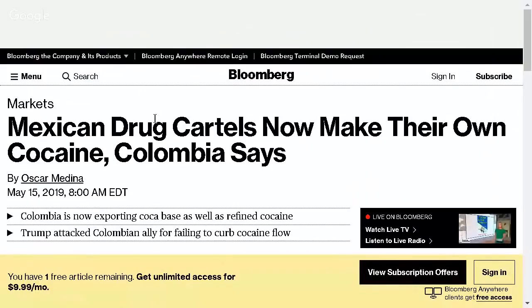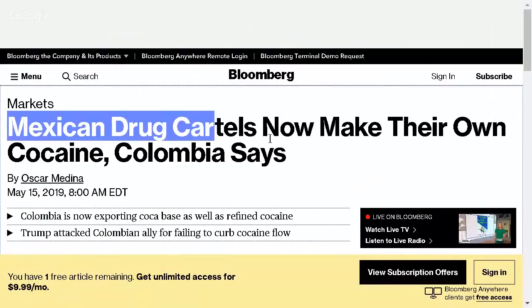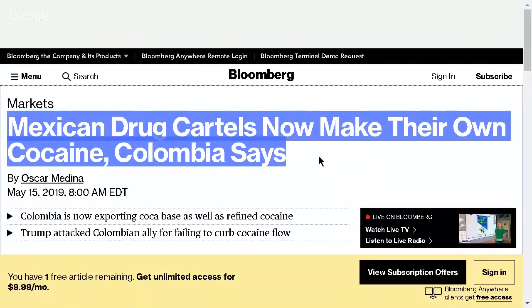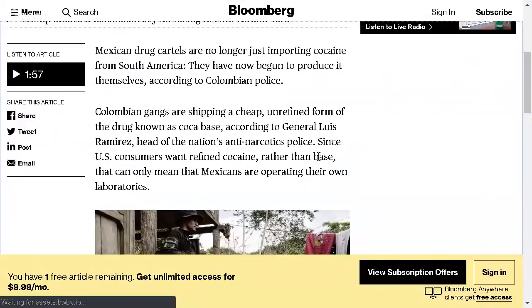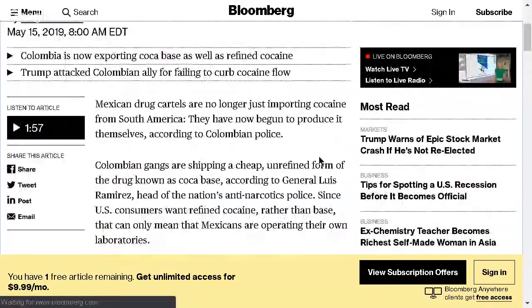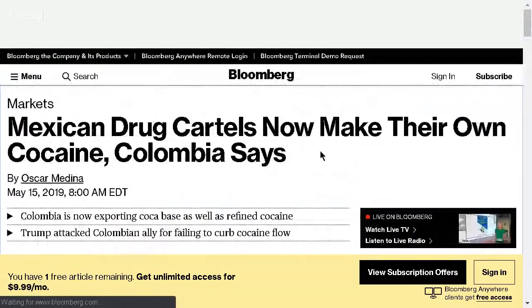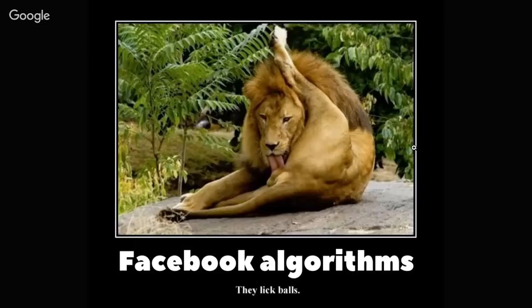Here's an article from leftist rag Bloomberg. Mexican drug cartels now make their own cocaine. That's right. Instead of importing powdered cocaine, they're sending cocaine base from Colombia to Mexico, where they refine it instead of doing it in Colombia, since Colombia has cracked down on precursors. Links to that article as well in the description.